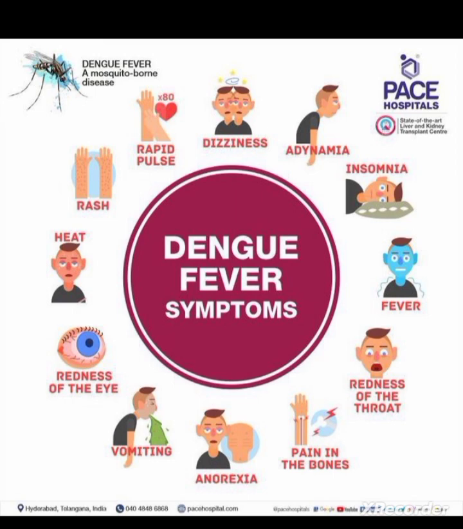Then redness of the throat, and pain in the bones, that is arthralgia, will be present. Anorexia, that is loss of appetite, will be present. Then vomiting tendency, mostly the patient will have vomiting tendency along with blood, and abdominal pain. Then redness of the eye, because it's a viral infection. Mostly when a viral infection is present, there will be redness.